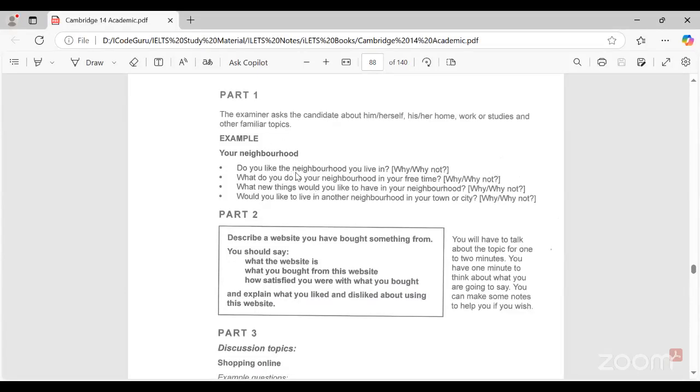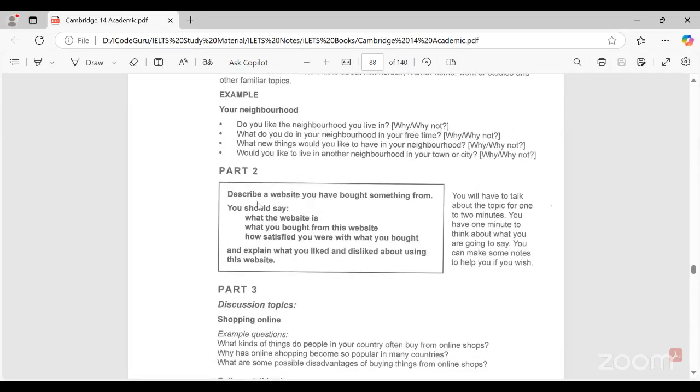In part one, the questions are about you, like "Do you like...", which you can easily understand. Sometimes it can be about your work, your hobbies, or what you like. Do you like swimming? Do you like art? Any topic, but if the topic is neighborhood, then in part one our questions will be related to neighborhood, but asked about you, like do you like it, what do you do in your neighborhood, what new things you would like to do.